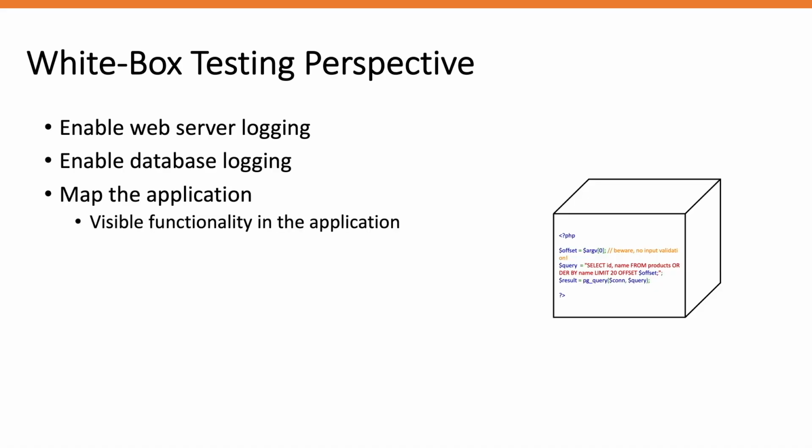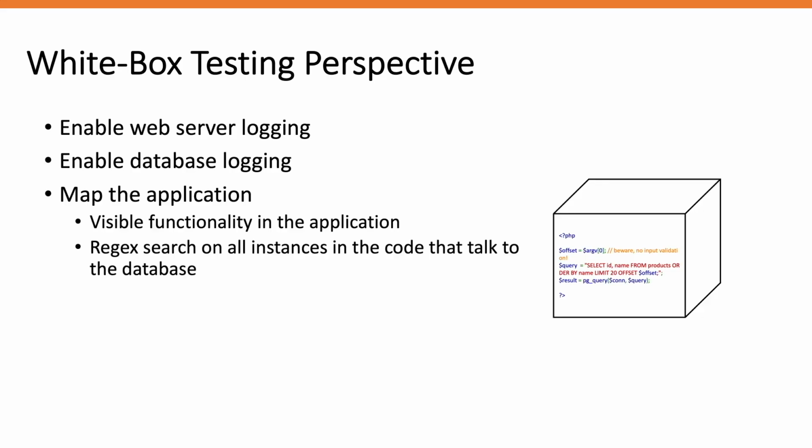So once I have my logging enabled, the next thing that I do is map the application, just like I would with a black box perspective. So I'll start with the application's graphical user interface. I'll map all the visible functionality in the application, all the input vectors that potentially talk to the backend. Next, because I do have access to the source code, I'll also do a regex search on all instances in the code that talk to the database.